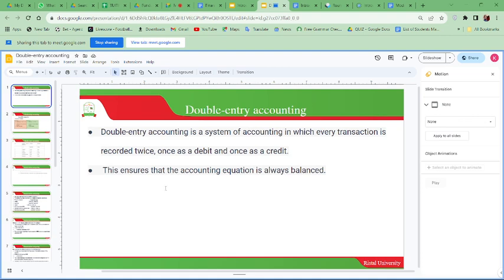As last week we looked at introduction to accounting, where we looked at the definition, the meaning of fundamentals of accounting, the meaning of accounting, the meaning of bookkeeping, the role, and we looked at the accounting cycle. So today let's look at double entry accounting.